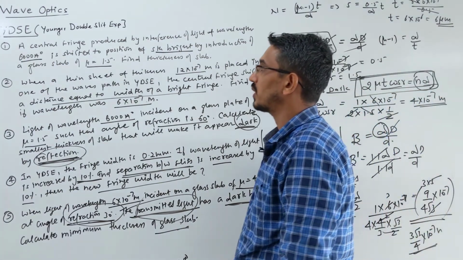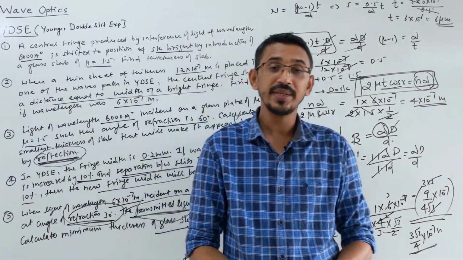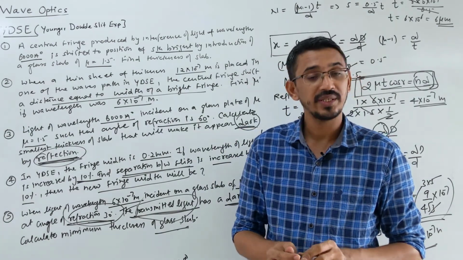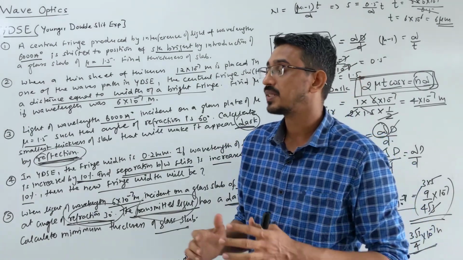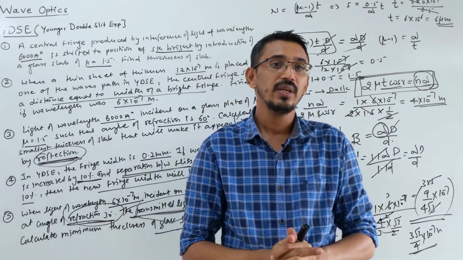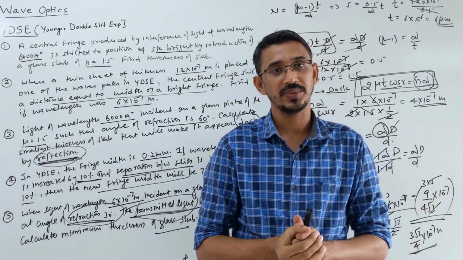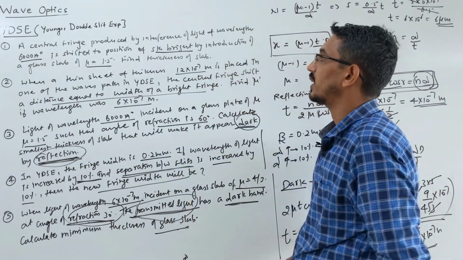So these were questions based on interference. Now with this we finish our interference topic completely. After this, in the next class we will learn diffraction, then a small topic, polarization. So we have done all types of questions.